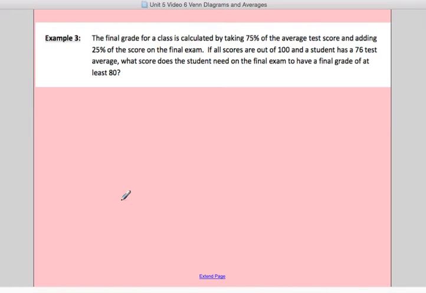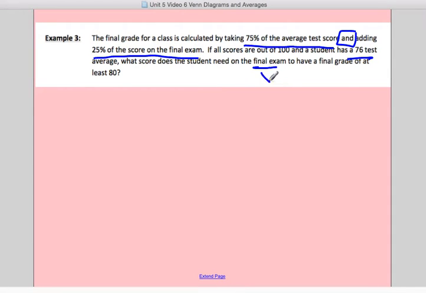The final grade for a class is calculated by taking 75% of the average test score and adding 25% of the score on the final exam. Okay. If all scores are out of 100 and a student has a 76 test average, what score do they need on the final exam to have a final grade of at least 80?